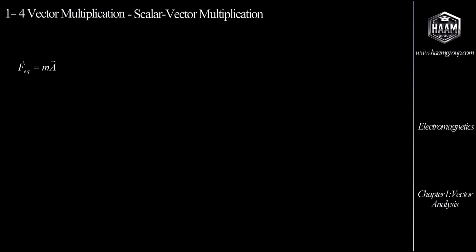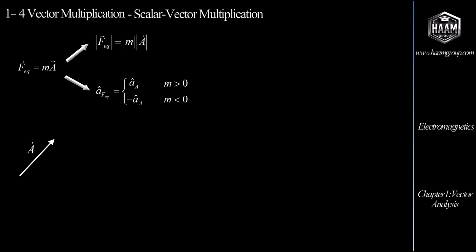In such a case, the result is a vector whose magnitude equals the absolute value of the scalar multiplied by the magnitude of the vector. As for its direction, if the scalar is positive, the result points in the same direction as the vector. If the scalar is negative, the result points in the direction opposite of vector A.